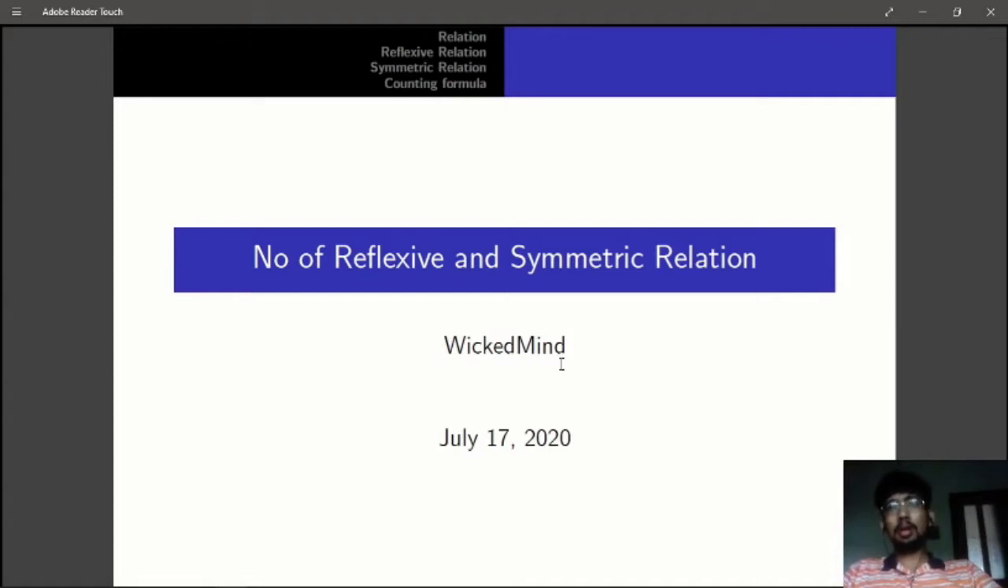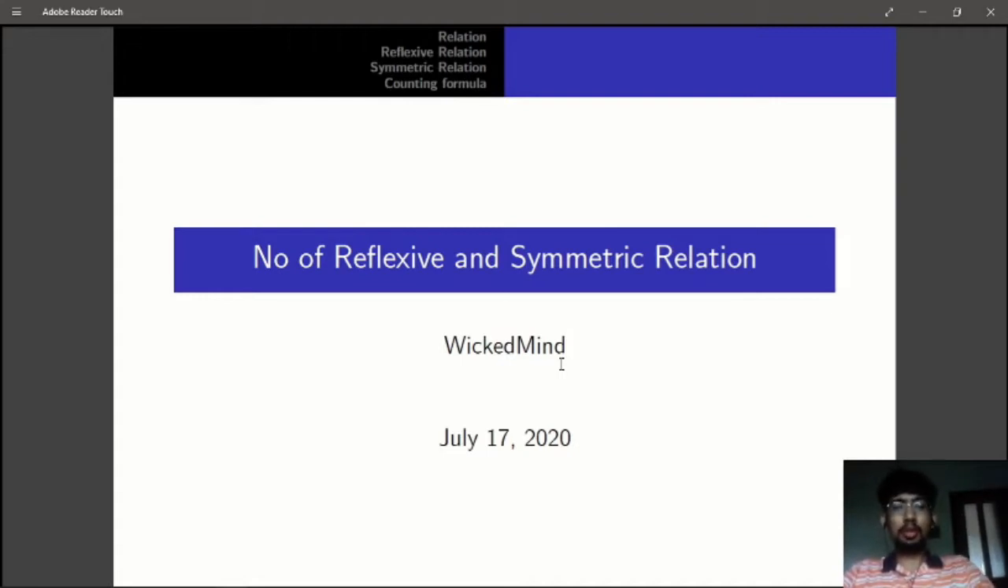You can see an MSc question paper or a BHU entrance exam, and you might get this question: what is the number of reflexive and symmetric relations? There you will get a formula, but better than memorizing, I thought, why not see the derivation, how it actually came into place. Okay, so let's start the lecture.